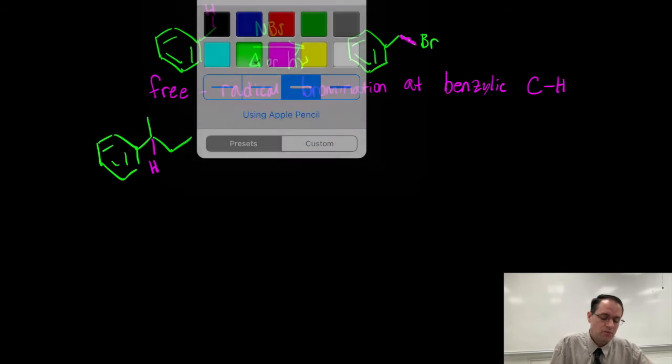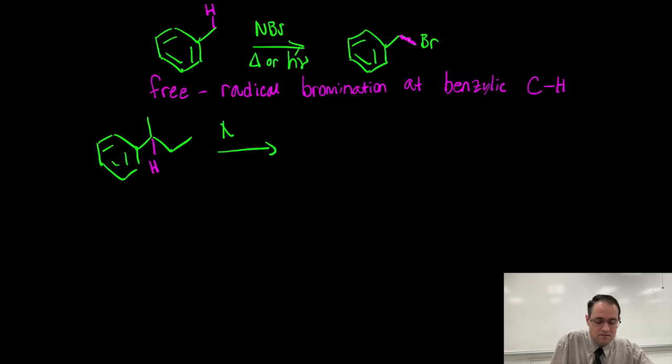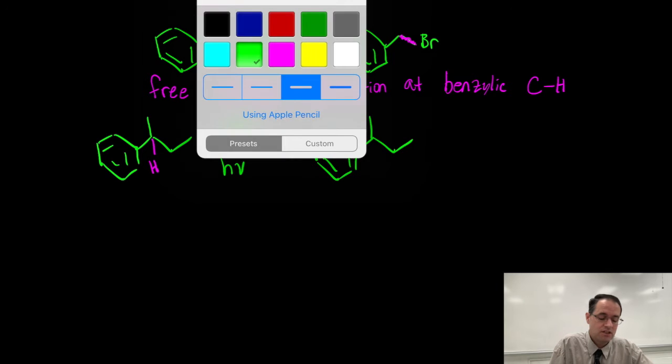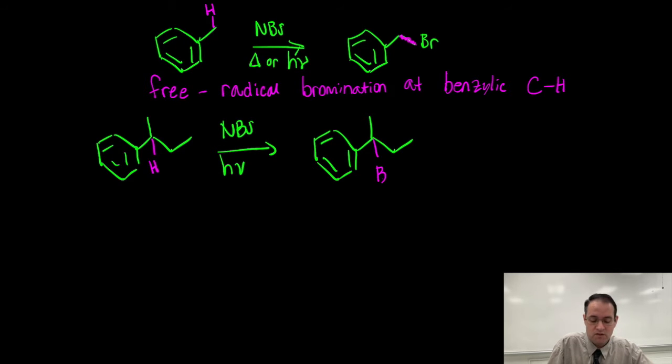So if we treat this with NBS and light, we should get the benzylic halide, or the benzylic bromide product, where the bromine is now attached at that benzylic position. So it's very selective for the benzylic position. This comes from the radical halogenation chapter. I don't remember the chapter number, where you treat allylic substrates with NBS and light, and it selectively brominates the allylic position.